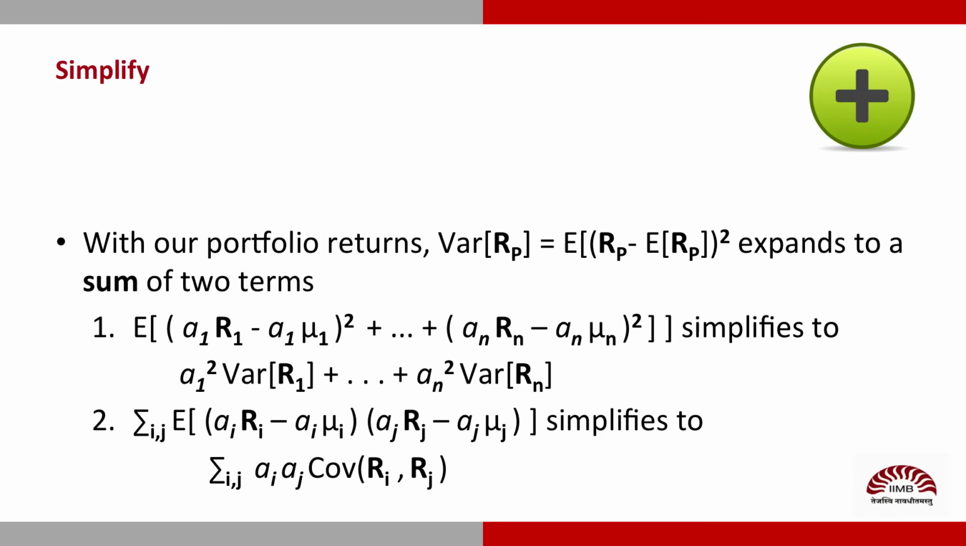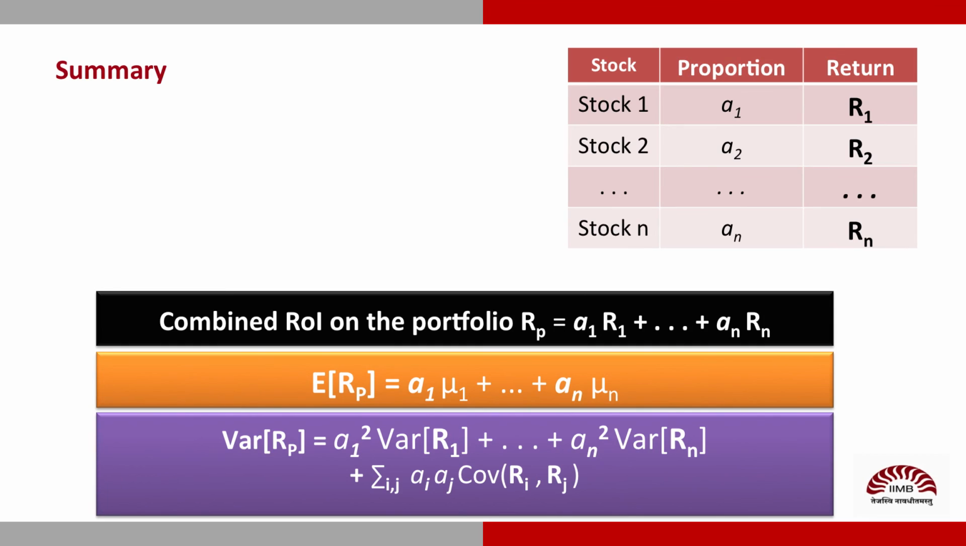Yes, each term inside the second summation becomes Ai times Aj times covariance of Ri and Rj. That's a correction for our stocks becoming correlated. Let's bring it all together on a slide.